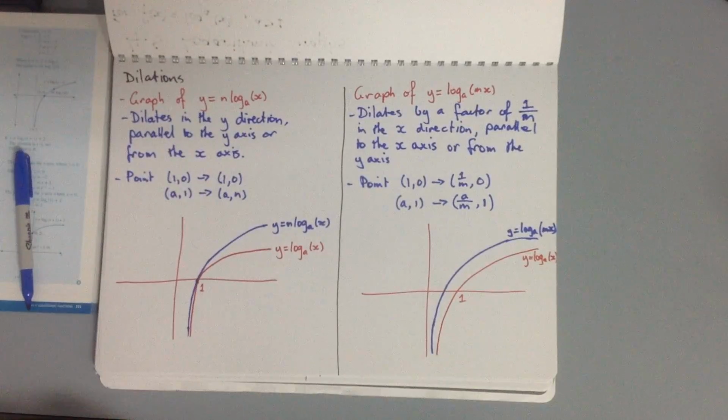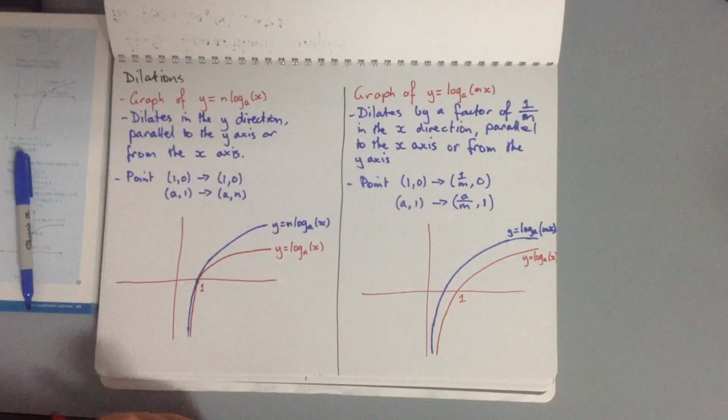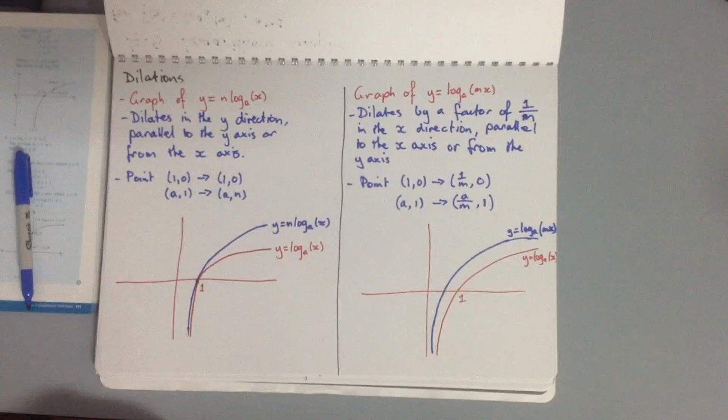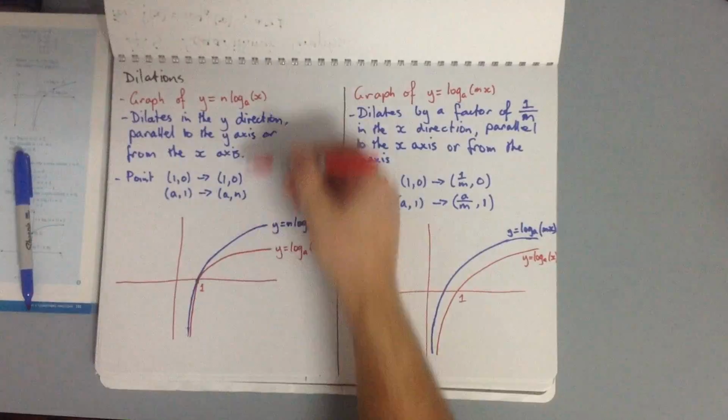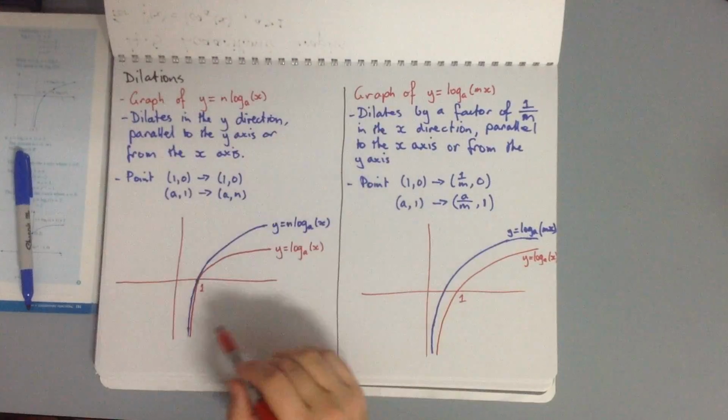So we'll have a look at some of our transformations that we can do. We'll start off with dilations. Say we've got the graph of y equals n log to the base a of x. This dilates in the y direction, or parallel to the y-axis, or from the x-axis. They're different ways of saying the same thing. So it stretches it vertically.